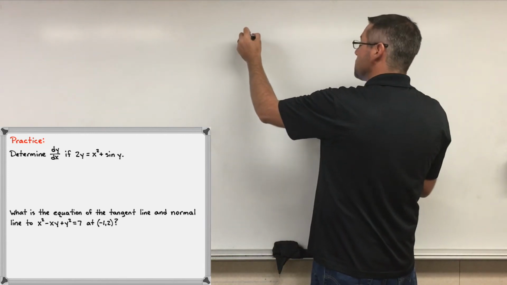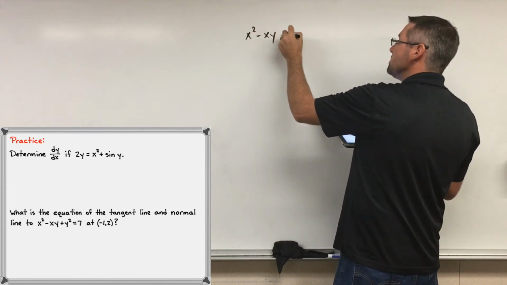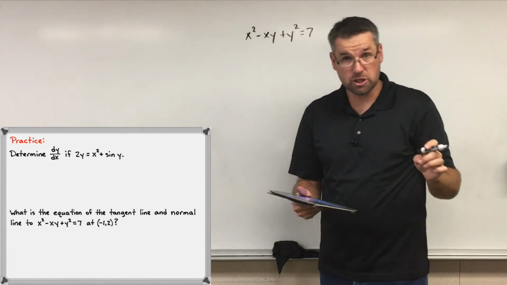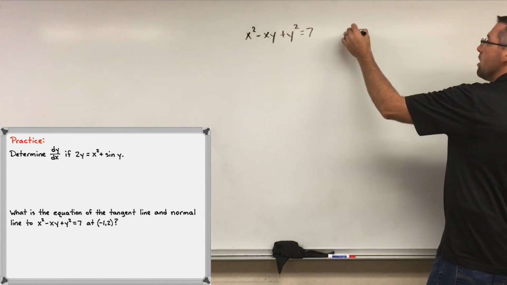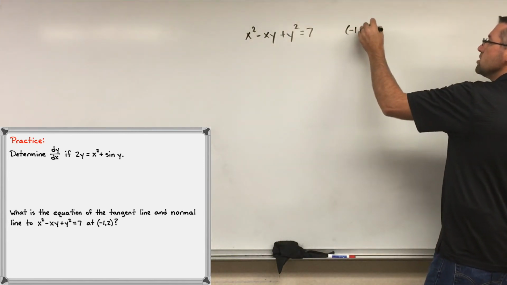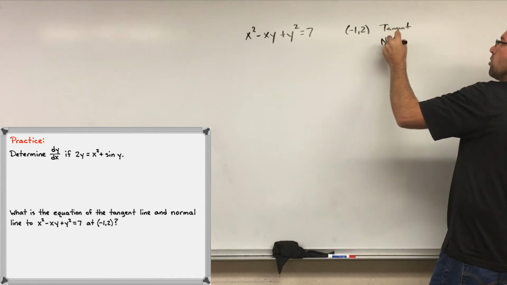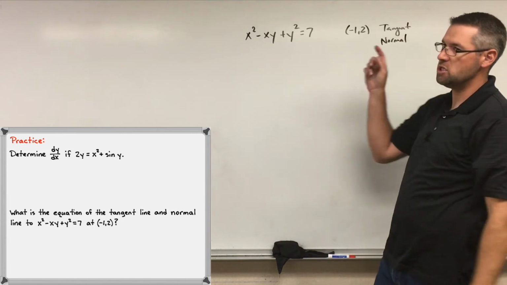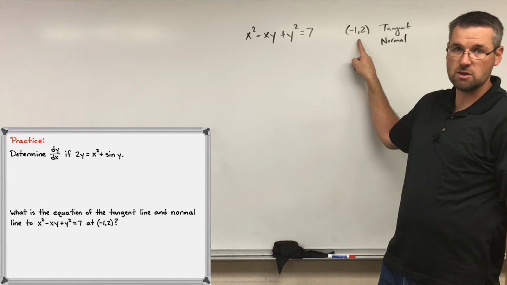We have x squared minus xy plus y squared equals 7. And we're looking for the equation of the tangent line and the normal line at negative 1, 2. Well, in order to find the tangent line and the normal line, you need two things. You need a point and you need a slope. We already have the point, so that's nice.